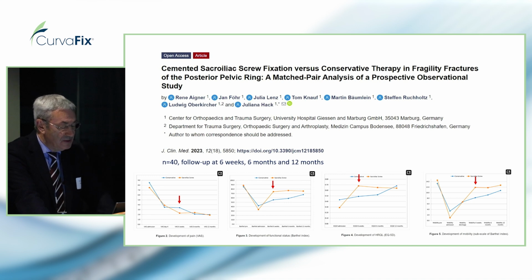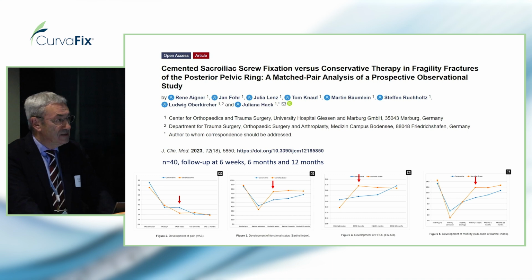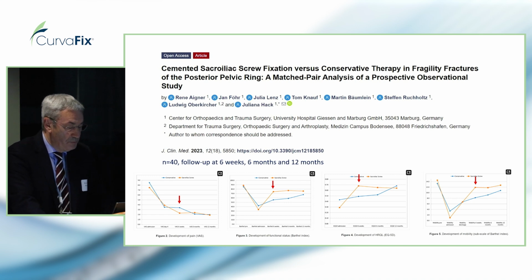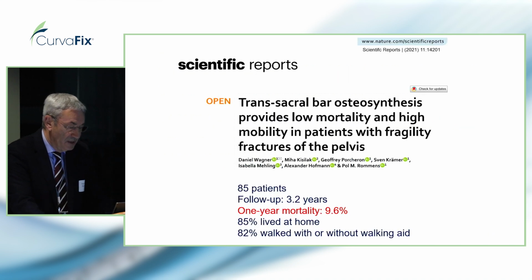Another publication, recently from 2013, compared cemented sacroiliac screw fixation with conservative therapy, and they looked at several patient outcome scores. And you see at 6 weeks, for the different scores, there is a significant difference between the conservative and the operative group. You see it for pain, for the Barthel index, for quality of life, and for mobility, which is very relevant, I would say, for these patients who profit from an early benefit.